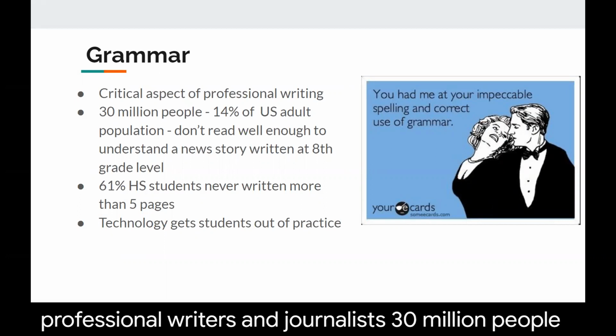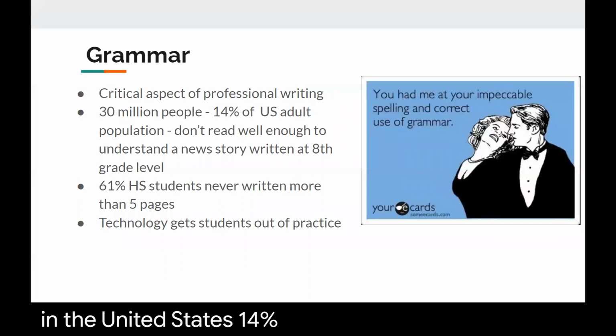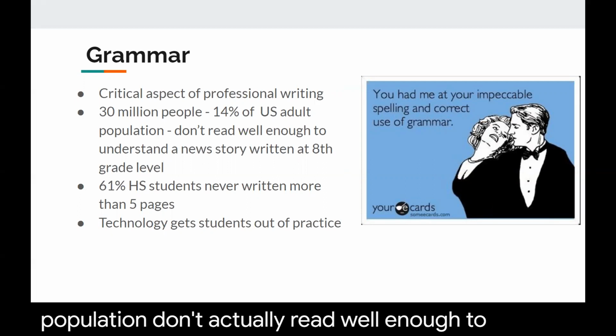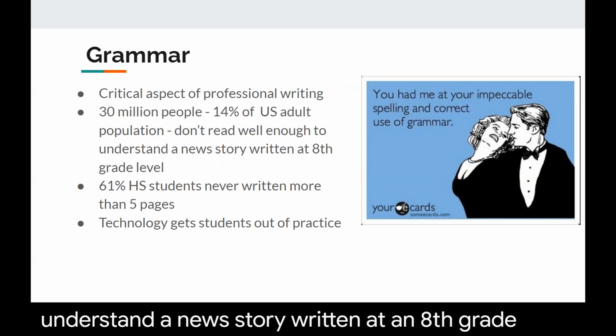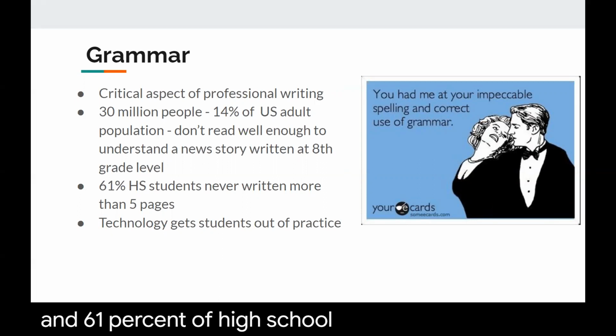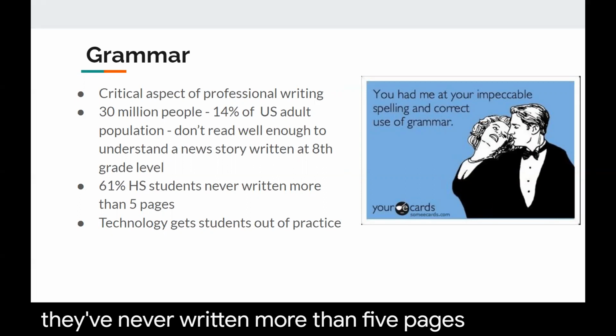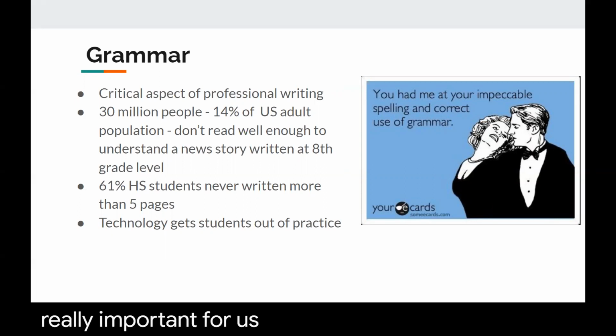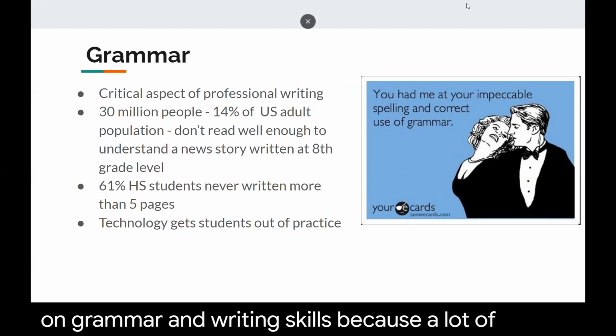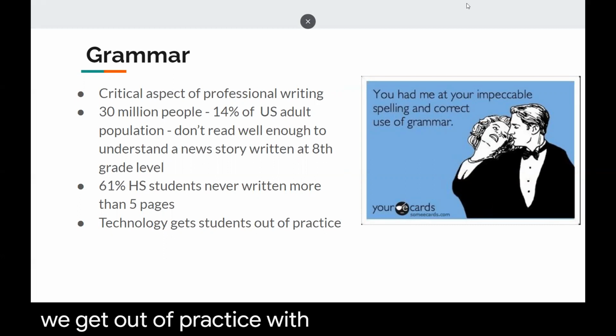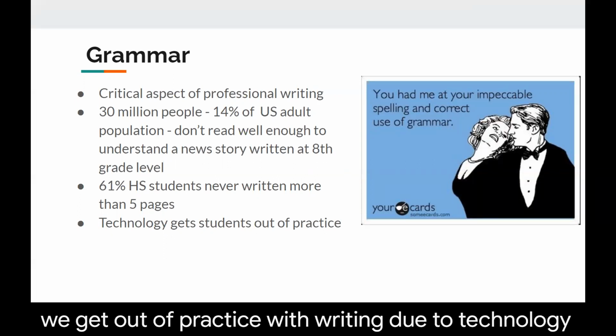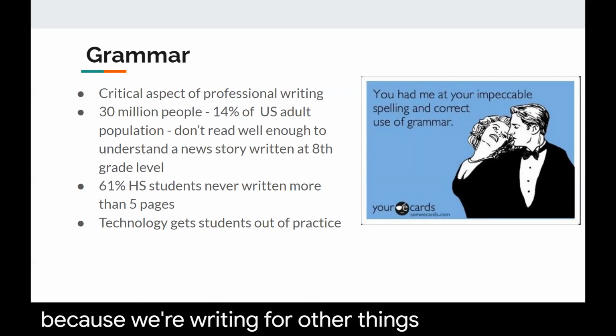30 million people in the United States, 14% of our overall US adult population, don't actually read well enough to understand a news story written at an eighth grade level. And 61% of high school students say that they've never written more than 5 pages. So it's really important for us as professional writers to focus on grammar and writing skills because a lot of times we get out of practice with writing due to technology because we're writing for other things like class.